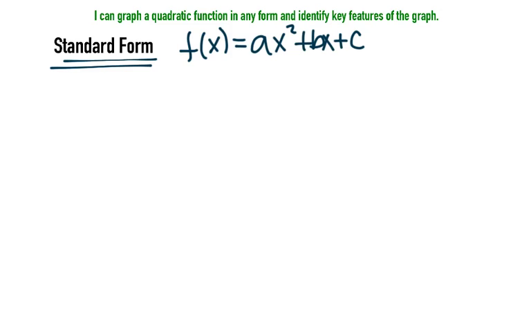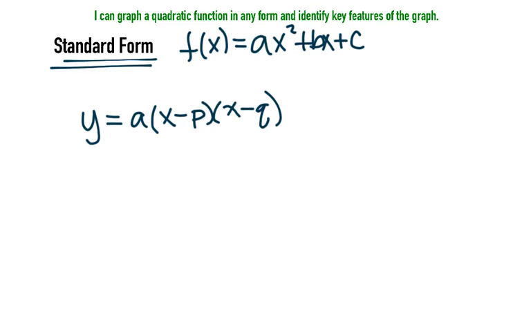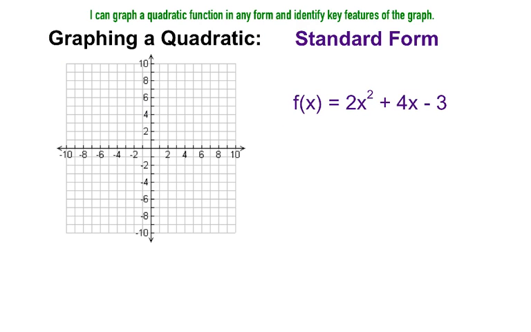So we've already talked about intercept form, which, if I remind you, is a times x minus p times x minus q. Now the connection between intercept form and standard form is that all we'd have to do is distribute this form out to get it to look like standard form. So even though they look very different, they still can represent the same function. So now let's take a look at an actual example of graphing in standard form.